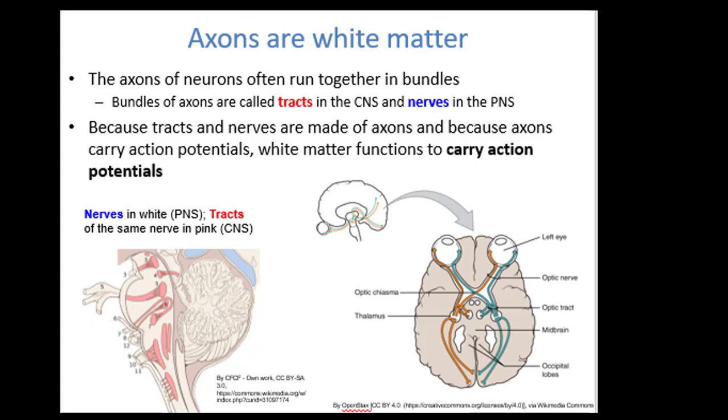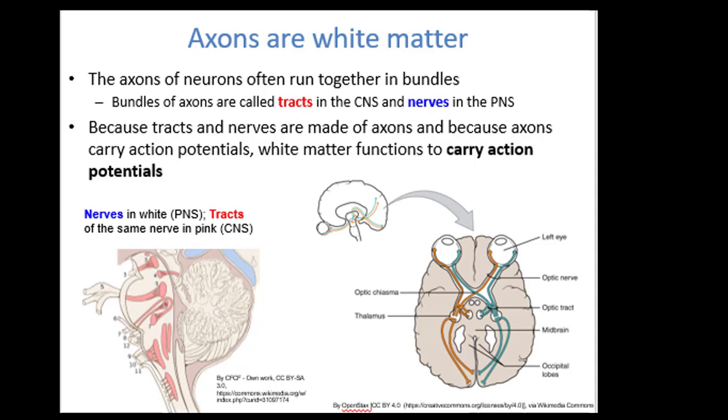Okay? So because white matter is composed of axons, the function of white matter is the same as the function of axons. Axons have the job of carrying action potentials, so the job of white matter is to carry an action potential. Now, when we look at axons in the nervous system, we can see bundles of axons in the brain and spinal cord, in the central nervous system, in other words, but we can also see bundles of axons in the peripheral nervous system.